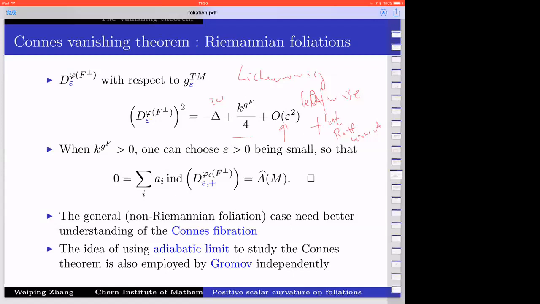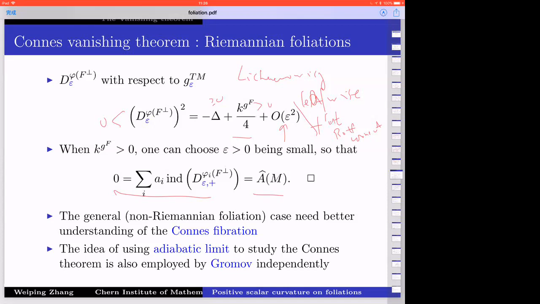So then when epsilon tends to zero, this positivity will guarantee that this is positive. Then you get a zero index and you get the genus equal to zero. So this gives the proof of the Connes theorem in the simplest non-trivial case, in the foliation case, without using the foliation index theorem.